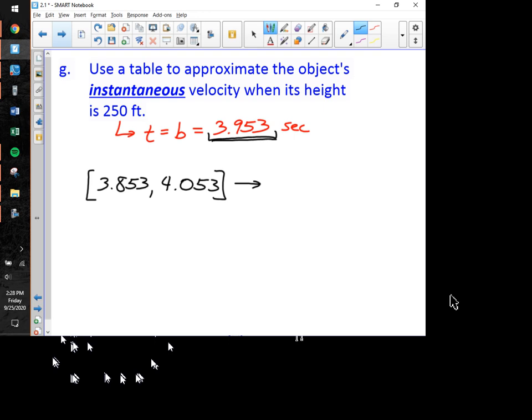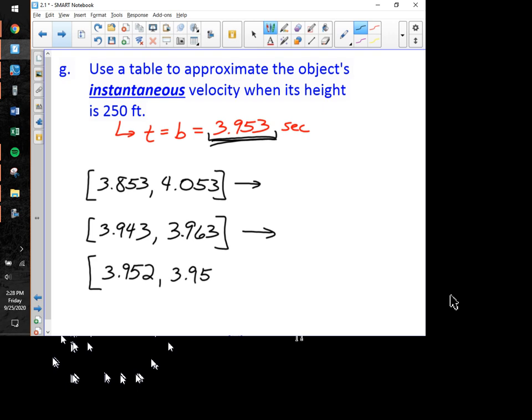Then we're going to do hundredths. We're going to go 1/100th less than b, so that'll be 3.943, to 1/100th more than b, which is 3.963. We'll find the average velocity there. But of course, as I think you guys know, what I really want to do is thousandths, which are even better. So I'm going to go just 1/1000th less, 3.952, to 1/1000th more than b, 3.954. And you can kind of see that the midpoint of all of these intervals ends up being this actual b value that we're looking at.